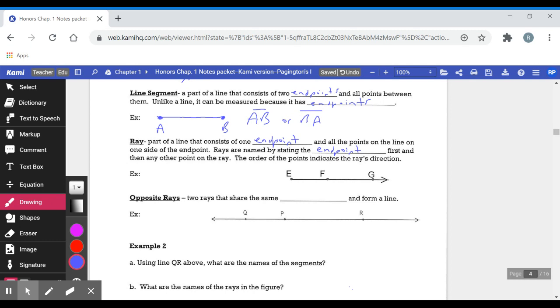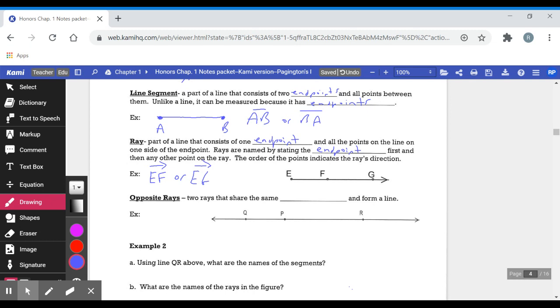So a big thing here that sometimes people forget is that if I'm going to name this ray, the endpoint has to come first. If I want to name this whole ray that I see, I've got to start with the E, and then I can name any other point on that ray next. So I could use the F or the G next, and then your arrow's always going to go to the right when you name a ray, even if it's facing the other direction. So this one I could call EF or EG. Either one is fine, but both of those mean the same thing. So you name the endpoint first, then name another point on the ray, and the arrow always goes to the right.